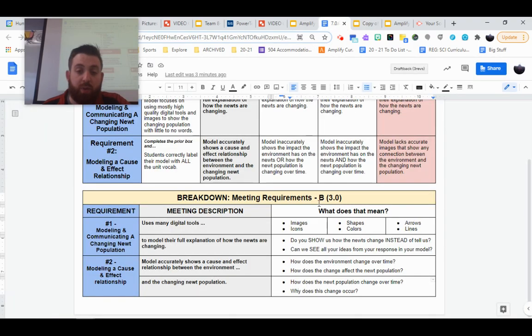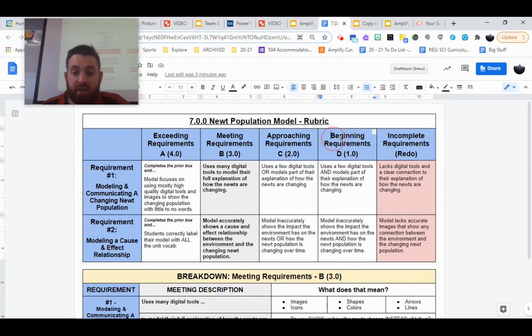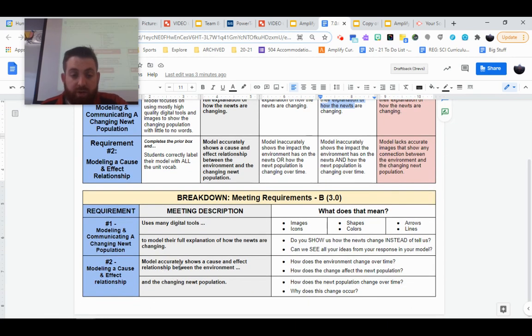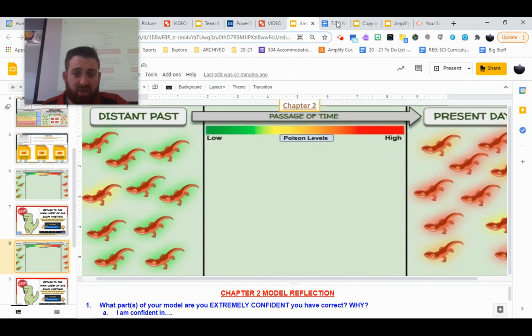So I'd go back in the rubric and I'd probably give this person a beginning requirements. They use a few digital tools and they model parts of their explanation, but not all of it. Okay, so make sure we use many of our digital tools, and we model our full explanation. The second part, do they show a cause and effect relationship between the environment and the newts? Well, let's take a look.